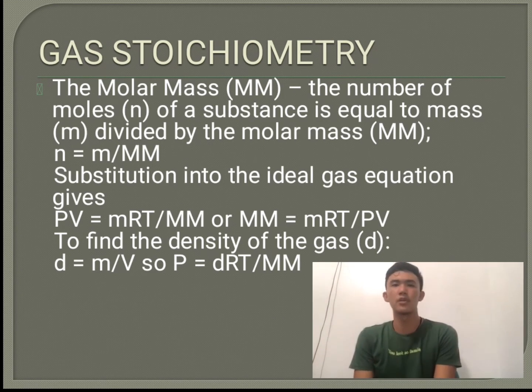We know that the number of moles is equal to mass divided by the molar mass. If we replace this in the expression of the ideal gas law, we get that PV is equal to mRT divided by the molar mass. Now, we can rearrange it to get the molar mass is equal to the mass multiplied by RT divided by PV. In a similar way, we can do this with the density. So now we know that the density is equal to m over V. So the pressure is going to be equal to the density times RT divided by the molar mass.